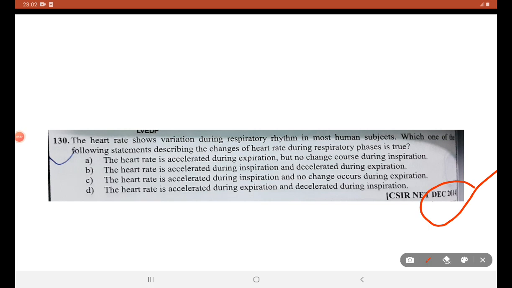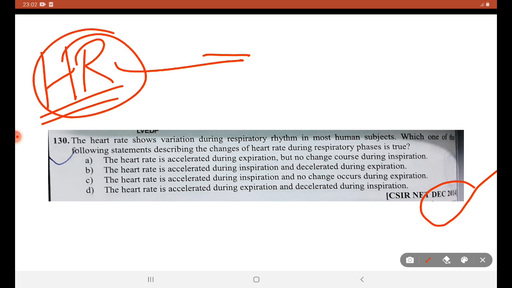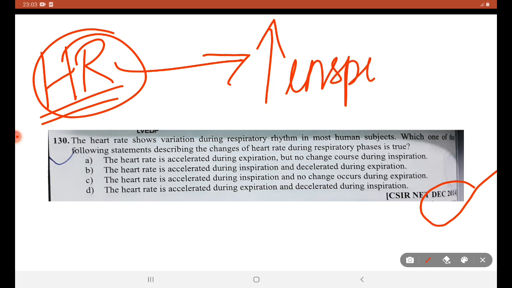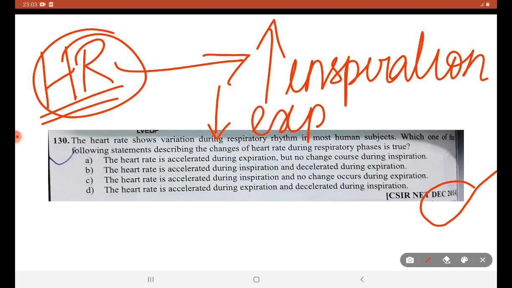Next question from December 2014. So what is about heart rate? This is a logical question. Anybody from any background can answer this question. So with respect to heart rate, how does it respond? Heart rate is accelerated during inspiration and decelerated during expiration. So B is the right answer.